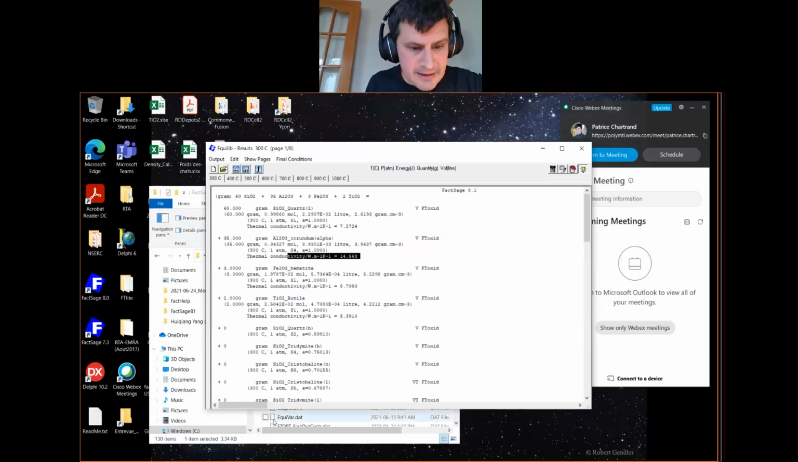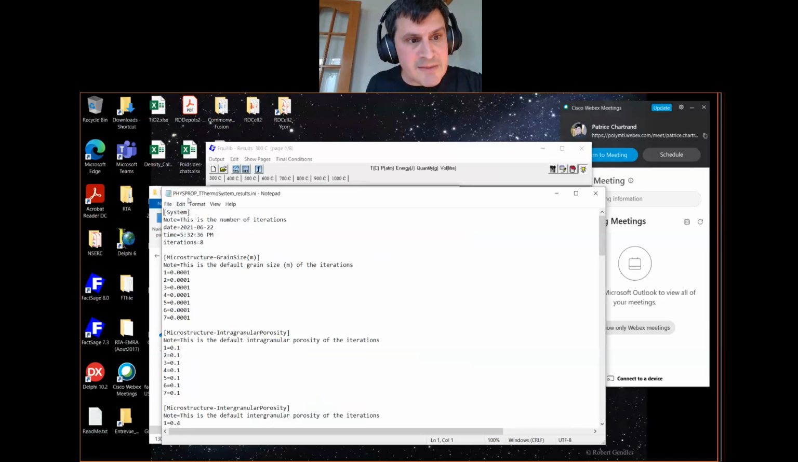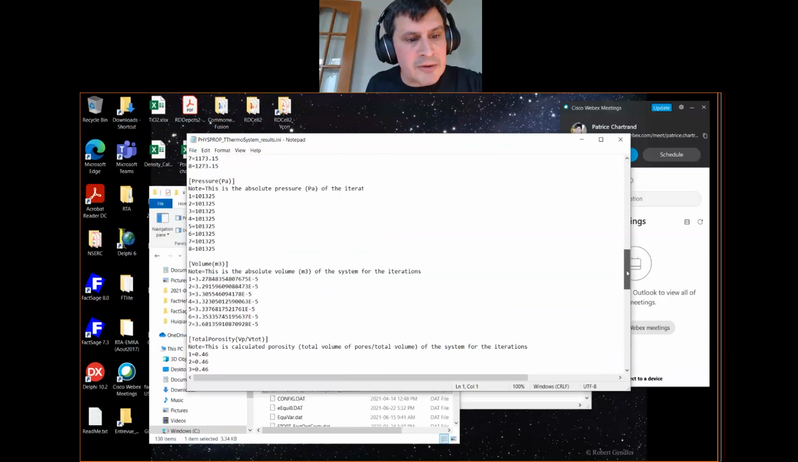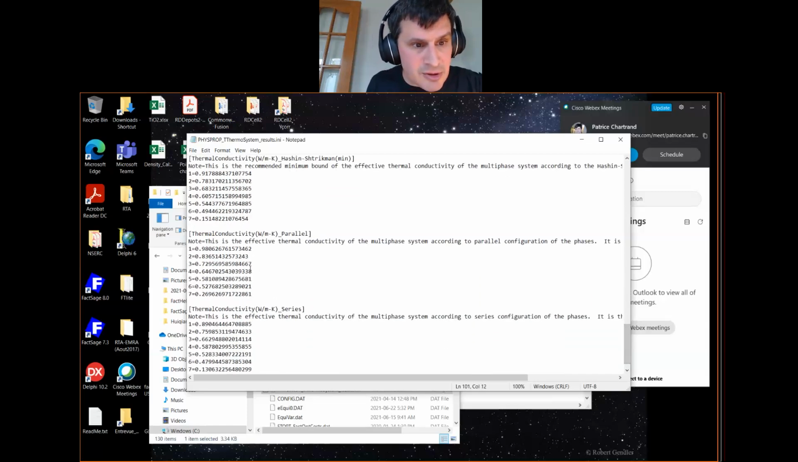However, the intergranular porosity being much higher, we will see that the results now in FISPROP T-thermosystem result.ini are much different. If I scroll down to the EMT recommended value, I get values below 1 before I had 8.5. This is the Aschen-Strickman upper limit and lower limit, and again this value is in between, and we get the absolute higher limit of the parallel mode or the series mode here.